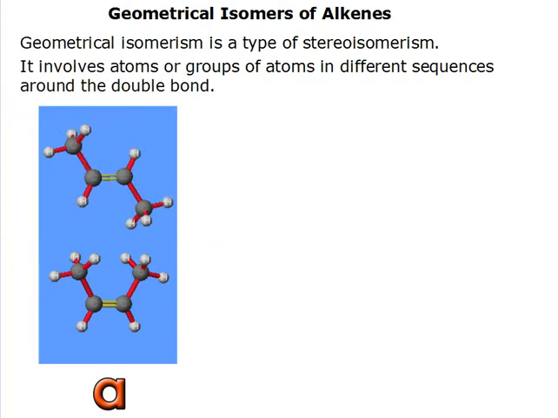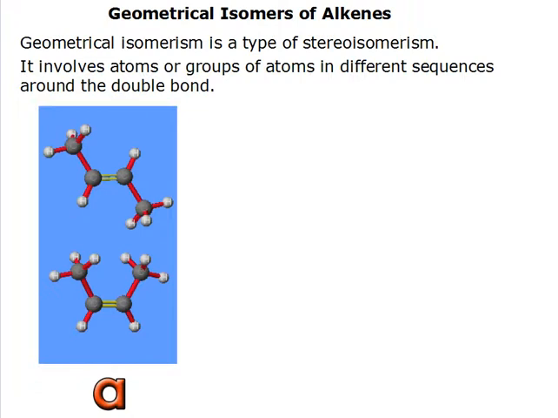Geometric isomers form in alkenes. Now, geometric isomerism is a type of what's called stereoisomerism, which means we need to consider these structures in 3 dimensions, not just in 2 dimensions. And geometric isomers involve atoms or groups of atoms in different sequences around a double bond.